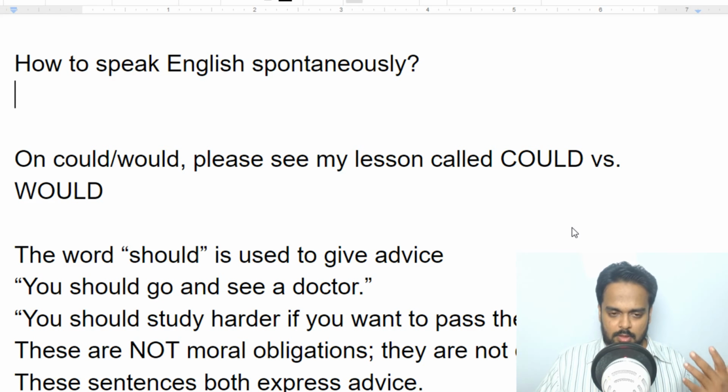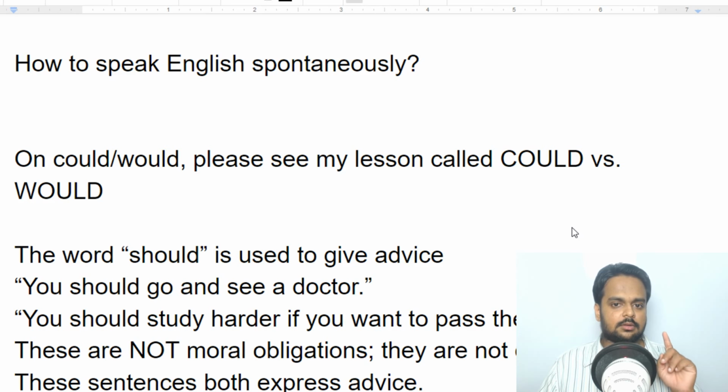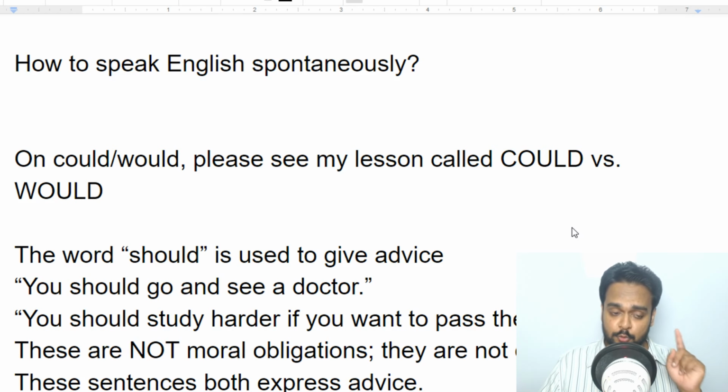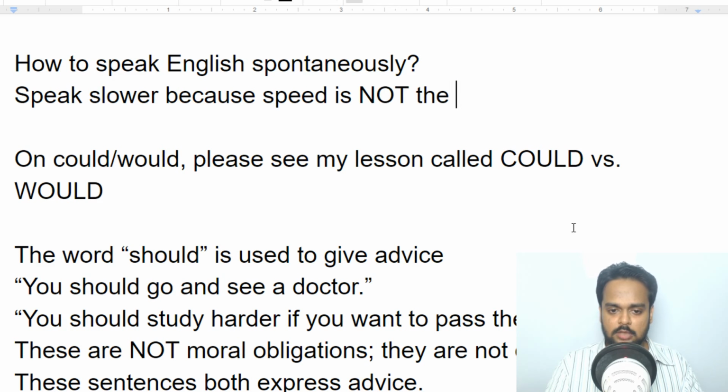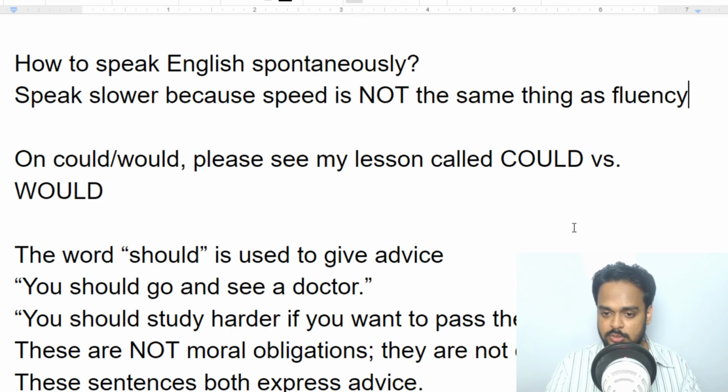Spontaneity, being able to speak without preparation, is a skill that you'll have to develop over time. It's not something that you can develop overnight. However, as you develop that skill, there's one very important thing that you should do that can improve your fluency almost instantly, and that is speak slower, because speed is not the same thing as fluency.